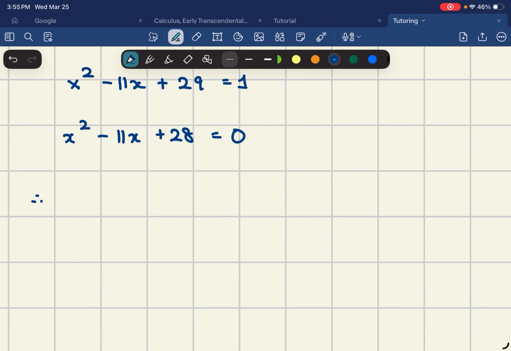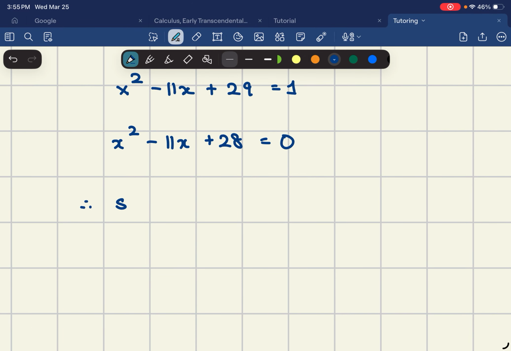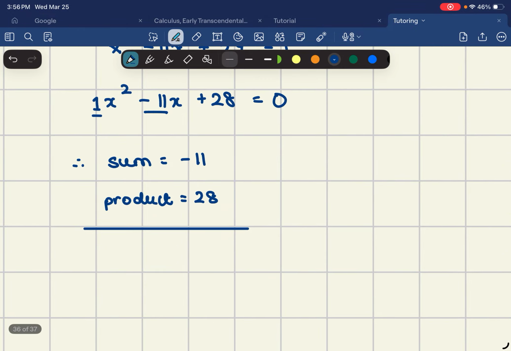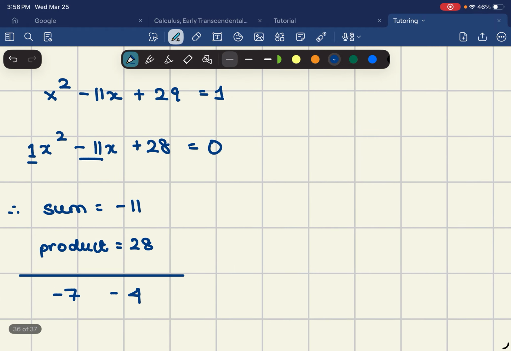So therefore, now I can use the sum and product method. The sum, the middle term, is negative 11. The product is 1 times 28, so 28. So what two numbers, when I multiply together, I get 28, and when I add them together, I get negative 11? I think the numbers are negative 7 and negative 4, right? So minus 7 minus 4 gives me minus 11, and their product is 28. So I have 1x squared, minus 7x minus 4x plus 28 is equal to 0.